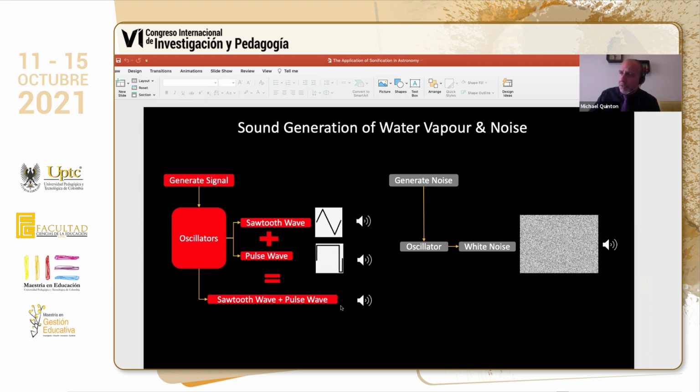In the case of white noise, we still use an oscillator. The oscillator is a white noise generator. Now, if you look at that picture there, it's very different to the waves that you're seeing, the sawtooth and the pulse wave. And what you're seeing there is lots of dots.